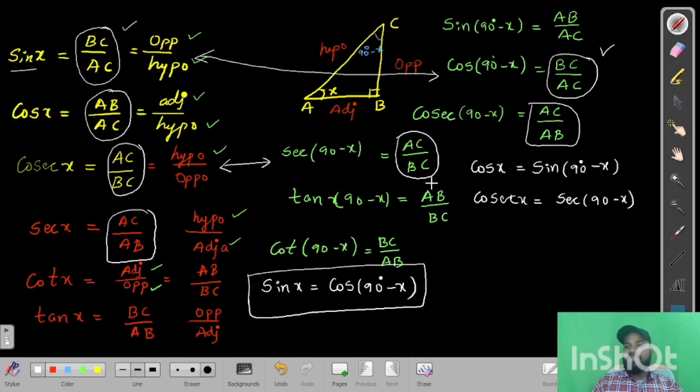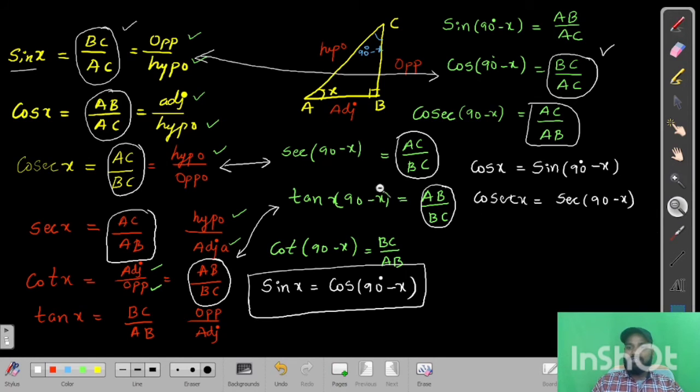So these are the complementary trigonometric ratios, trigonometric ratios for complementary angles. See here, cot x is AB by BC. See here, tan x is AB by BC. So cot x can be written as tan of 90 minus x. Understood?